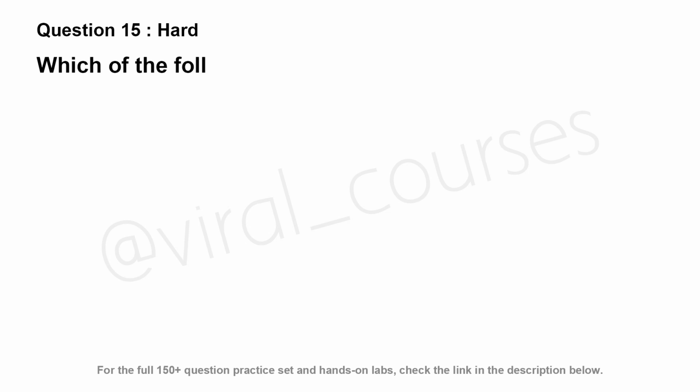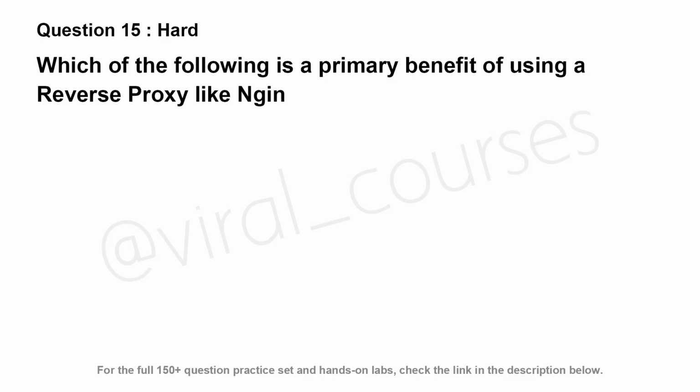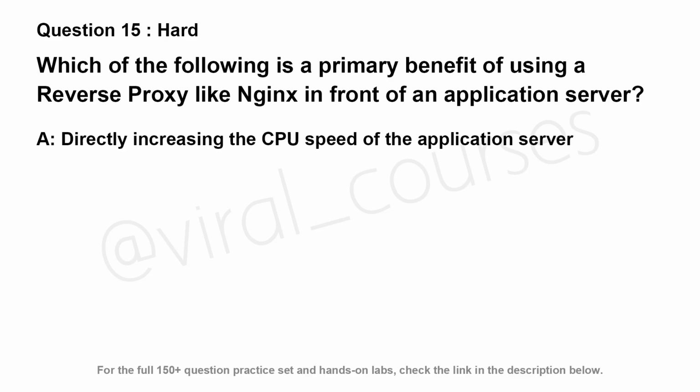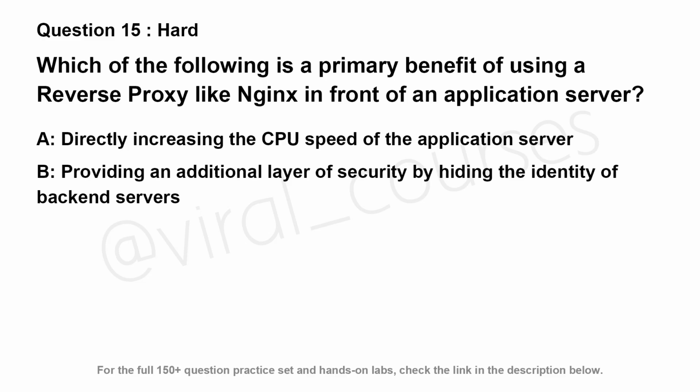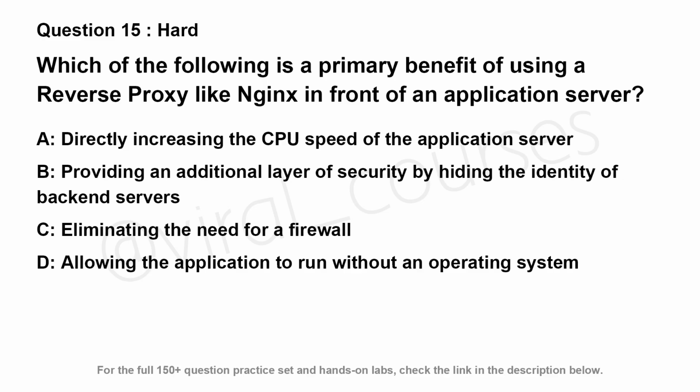Which of the following is a primary benefit of using a reverse proxy like Nginx in front of an application server? Option A, directly increasing the CPU speed of the application server. Option B, providing an additional layer of security by hiding the identity of backend servers. Option C, eliminating the need for a firewall. Option D, allowing the application to run without an operating system.